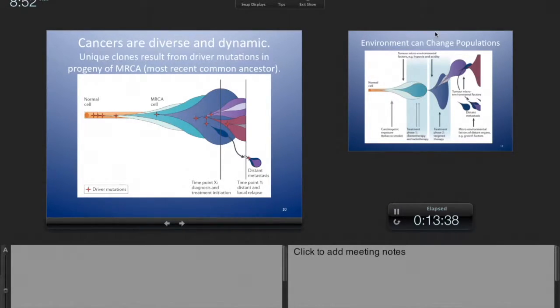So within each one of these things, the place where you would like to be having your intervention would be as close as possible to this driver, this most recent common ancestor that is the source of trouble later on. And these things will just continue to blossom until at some point, in many cases, you have metastatic cancer.